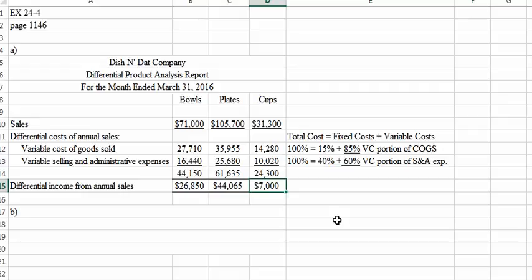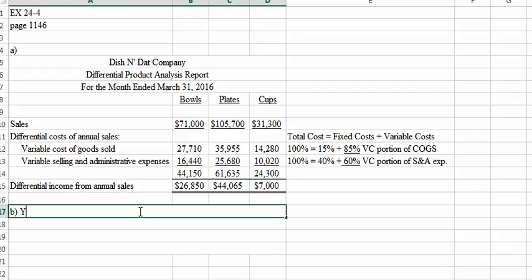If we discontinue cups, then this $7,000 has to be covered by bowls and plates, and it makes both of them less profitable. So we definitely want to keep the cups product line, or continue the cups product line. Had this been a negative number, meaning they're not covering their own variable cost, then we would say discontinue. So on B, should the cups line be retained? Yes. The cups line should be retained.